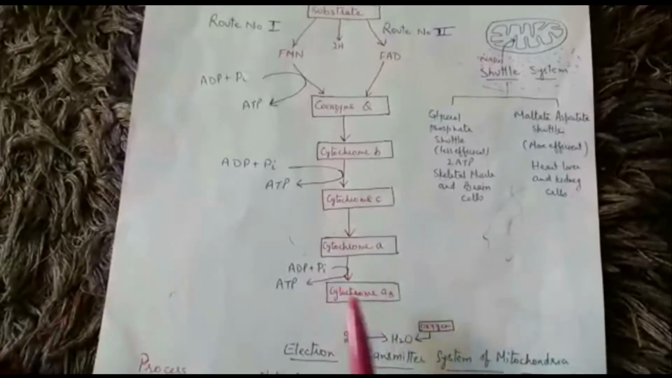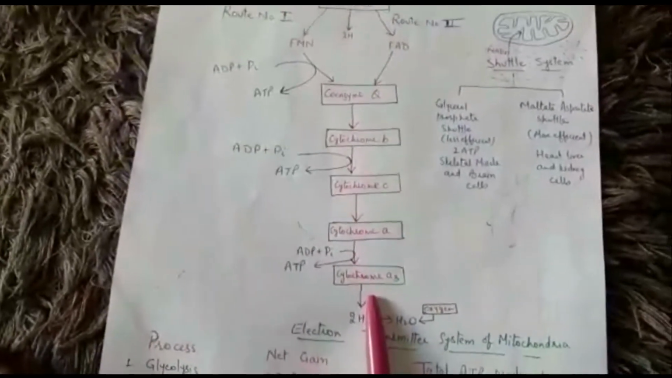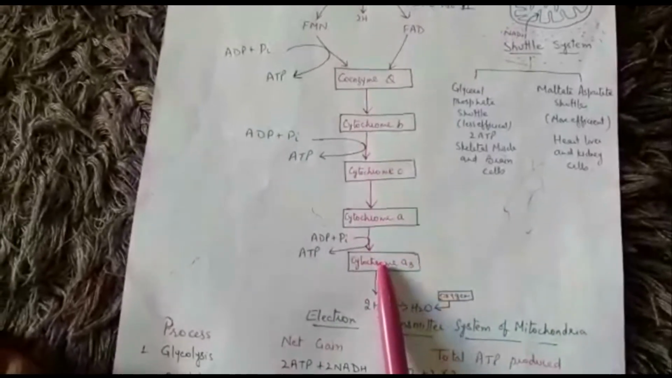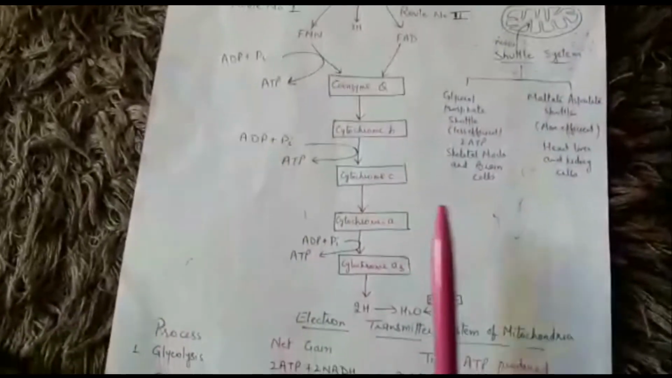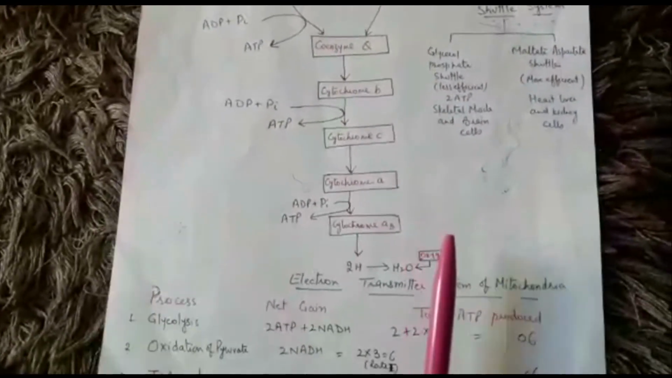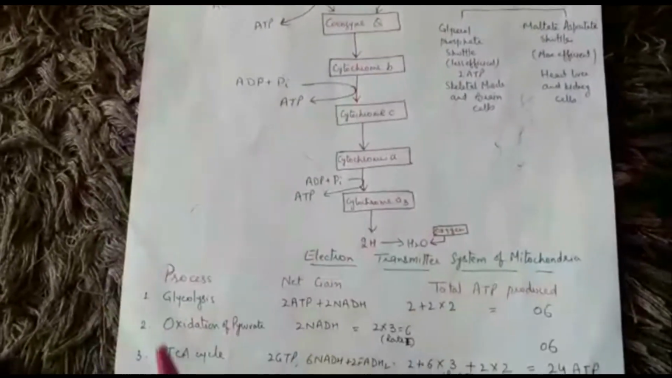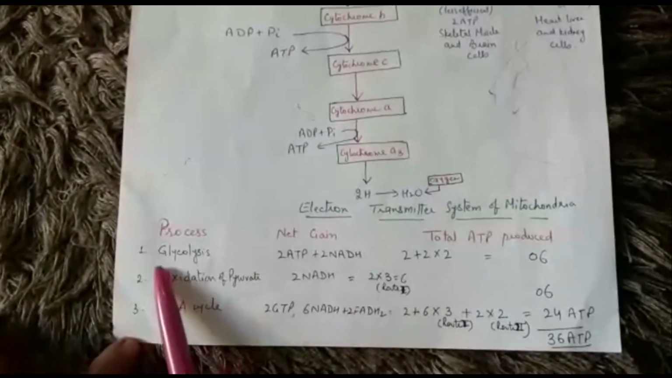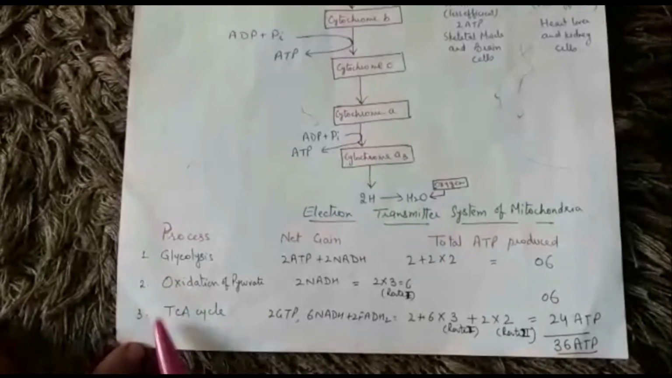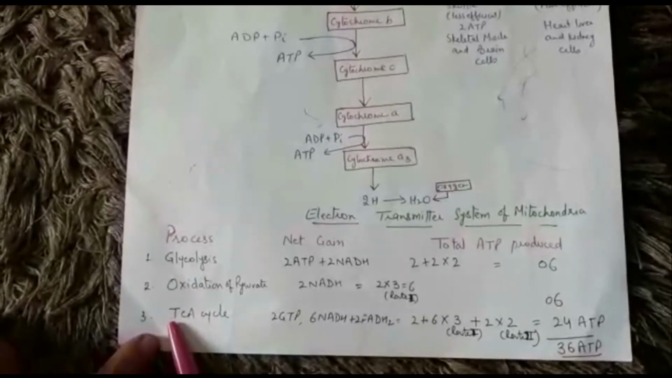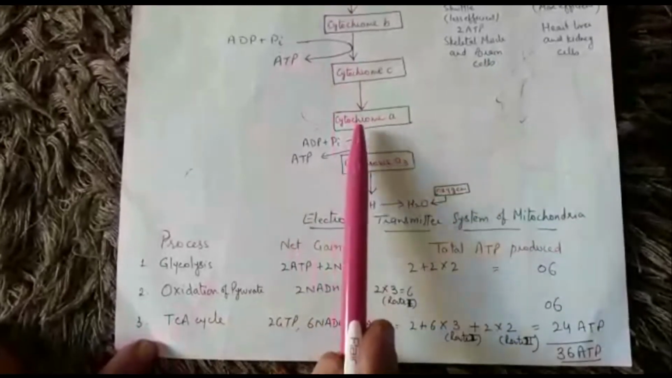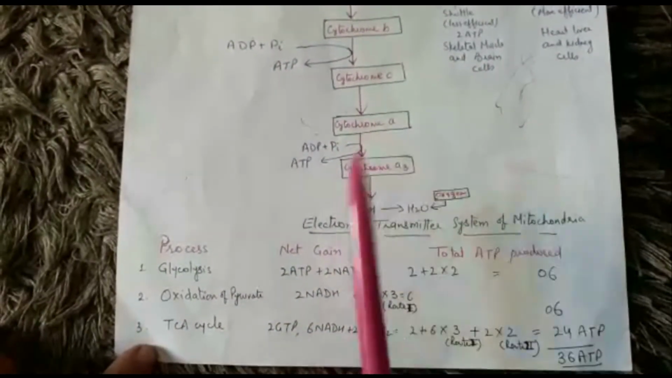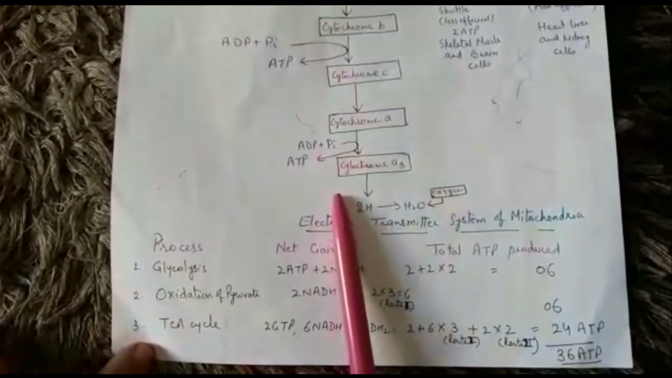Now just see at the end point, as this electron transport system has a sufficient number of cytochromes, that is why it is also known as the cytochrome system. Now just see what is the net gain of glucose metabolism. The second part was oxidation of pyruvate and the third was the TCA cycle. Both these steps occur in mitochondria. So as they occur in mitochondria and the electron transport system is also located on the inner membrane of mitochondria, naturally the pair of electrons will follow route number 1, which is more efficient.